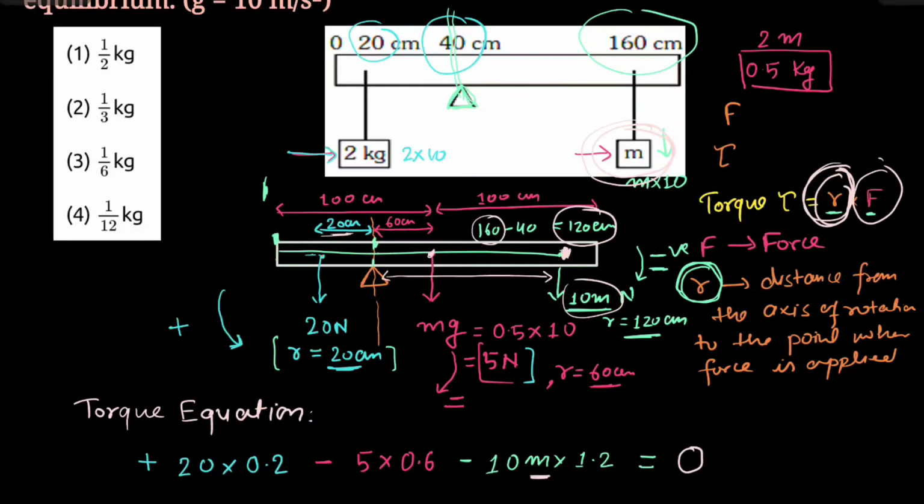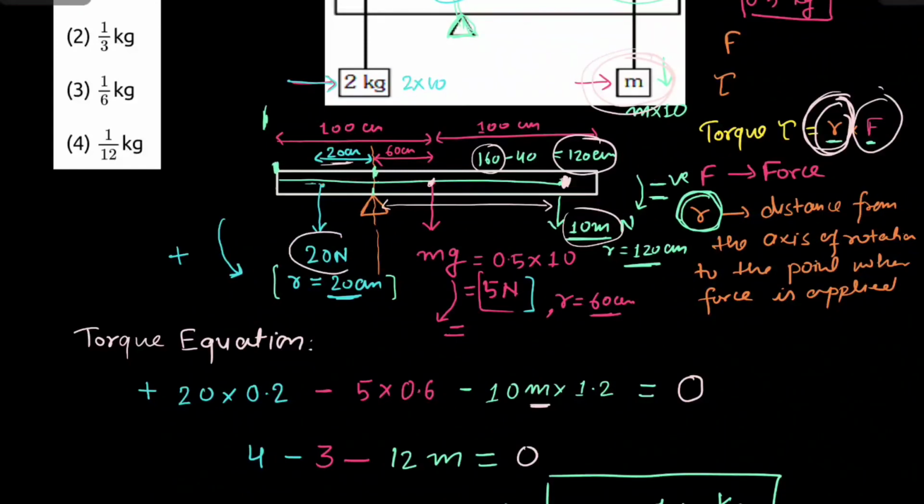The third thing is to mark the direction of torque. Because of this 20 Newton force, the direction would be anti-clockwise, and due to this 5 Newton and 10 M Newton forces, the direction would be clockwise. We can take any convention. Here we are taking anti-clockwise as positive, clockwise as negative.